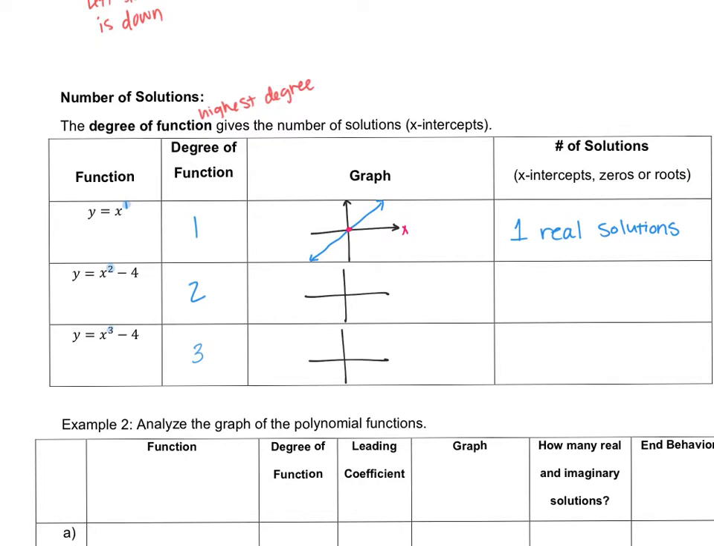Sometimes we also call them roots. So there's one real root here. There's one real zero here, or one real x-intercept. It's all the different ways you can describe what a solution is.